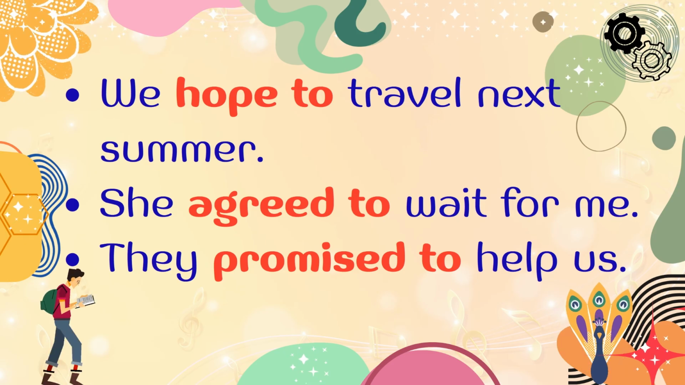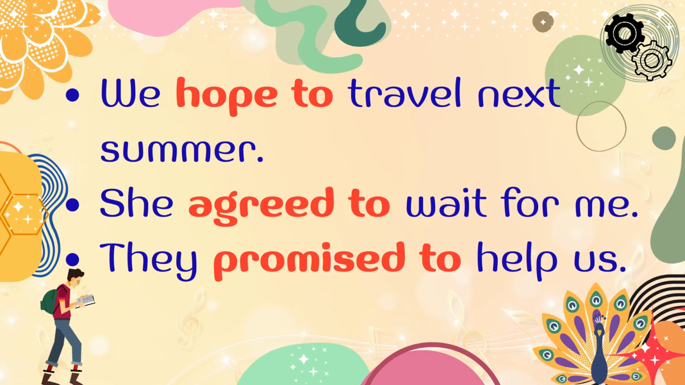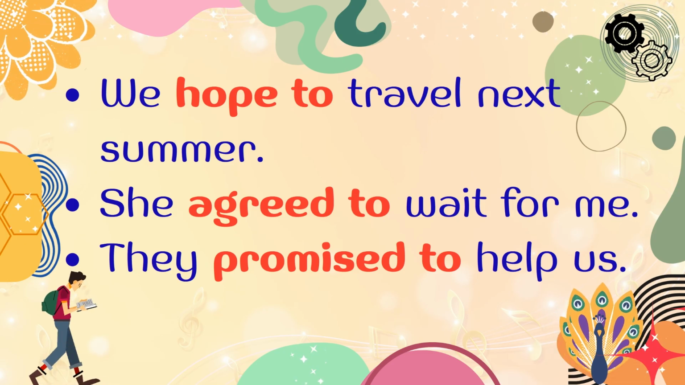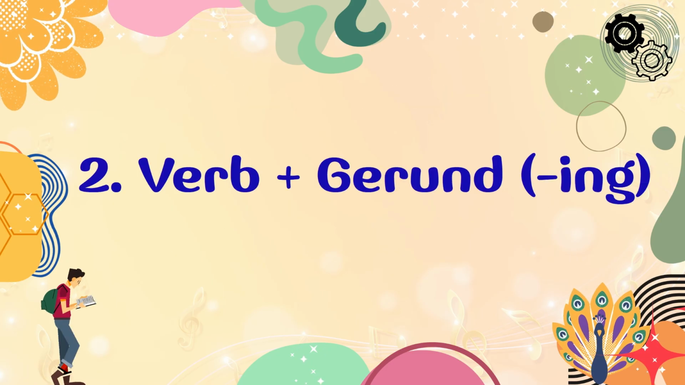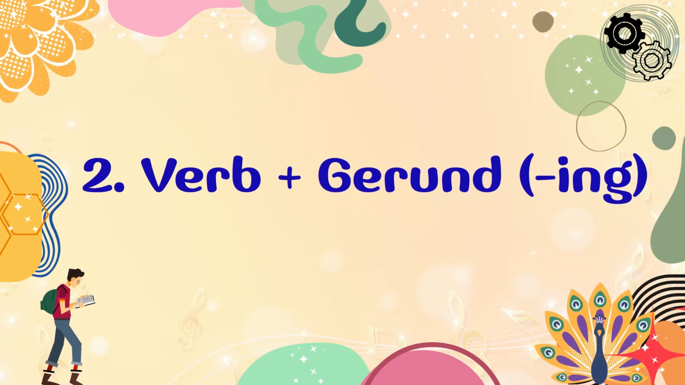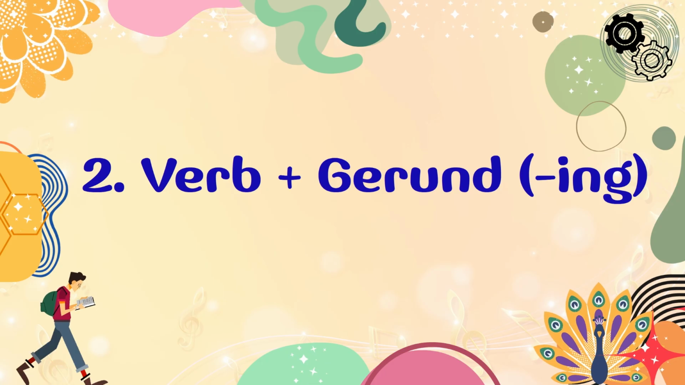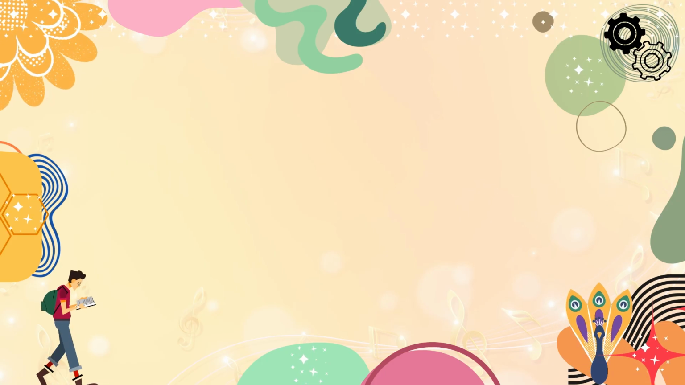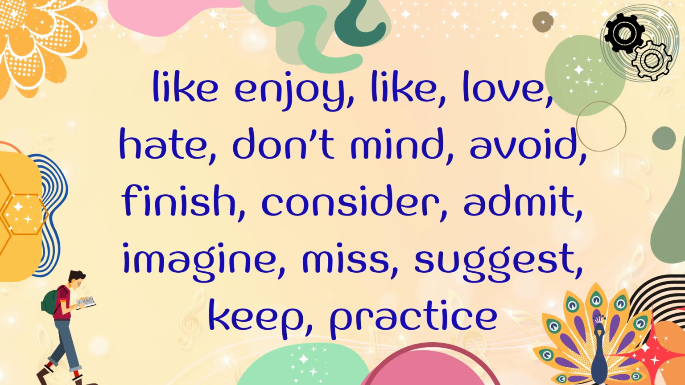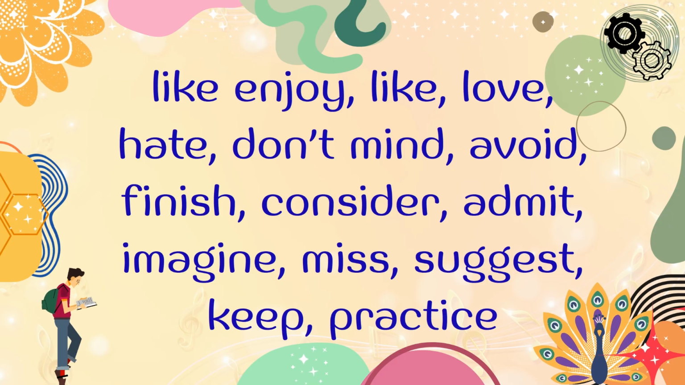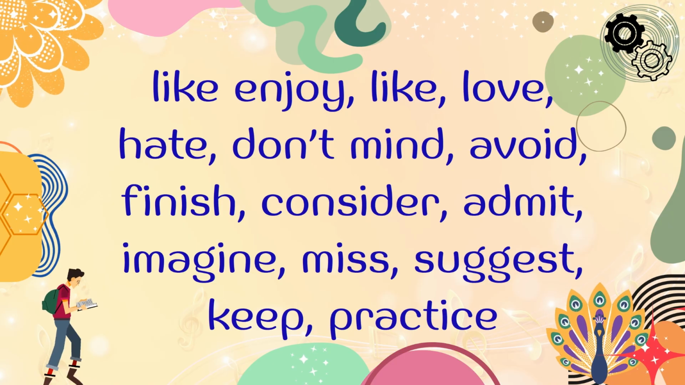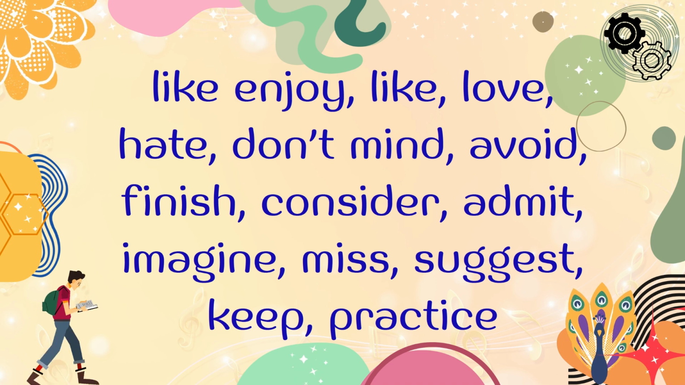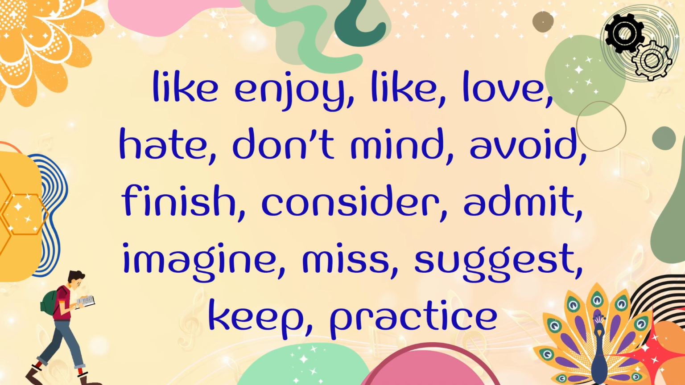She agreed to wait for me. They promised to help us. Number 2, and this time a verb plus a gerund or an ing form. We use this pattern with the verbs which express our preferences, like enjoy, like, love, and hate.